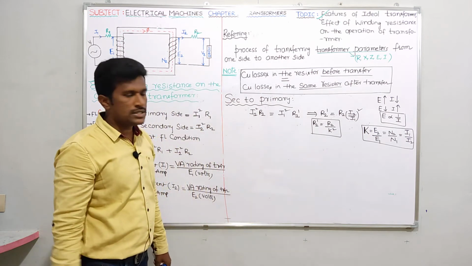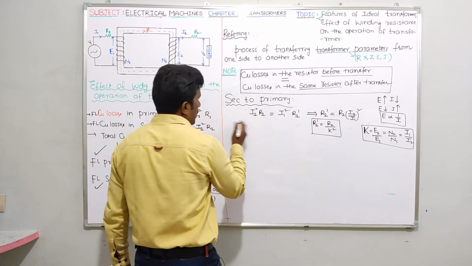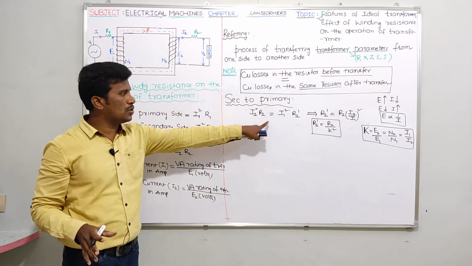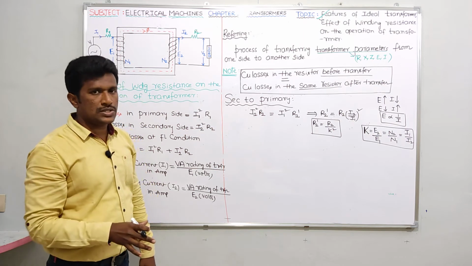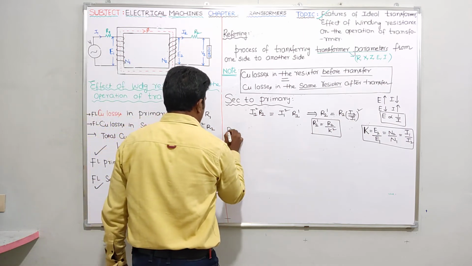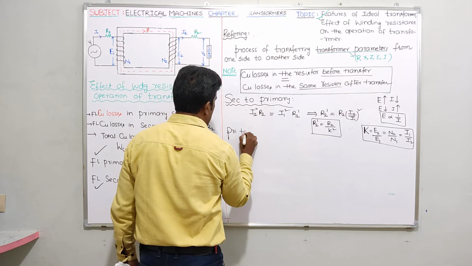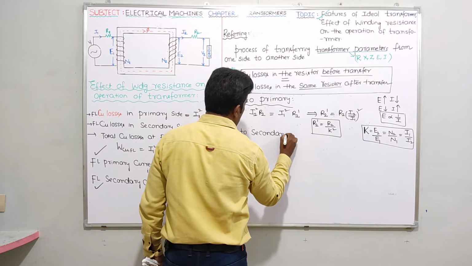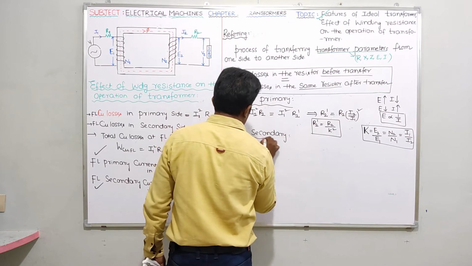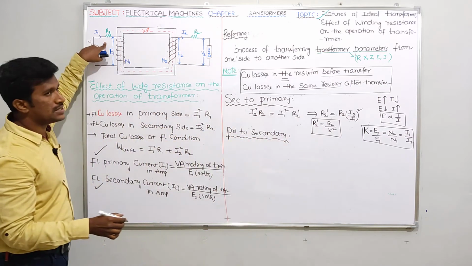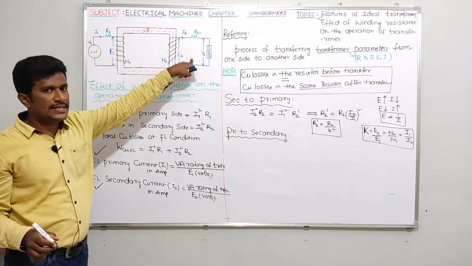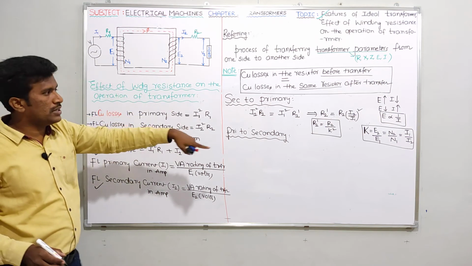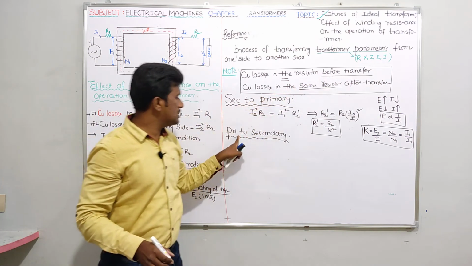Simple. Next, tell me what happens after referring secondary to primary: R2 becomes R2 dash. Formula is R2 by K square. Now, similarly, please tell me primary to secondary. Whatever resistance is present in the primary side is R1. If it goes towards the secondary side, it becomes R1 dash. So what is the formula for R1 dash? I am asking. Before transfer, R1 is in the primary side.